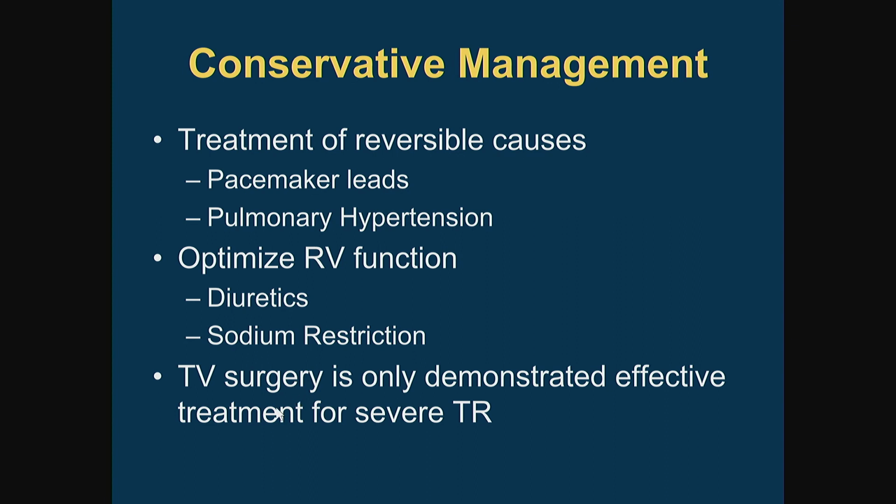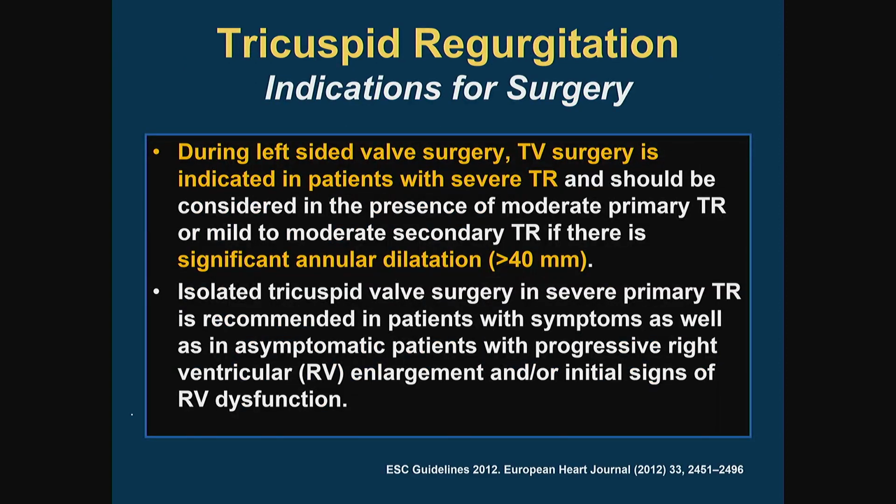with more advanced disease. Tricuspid valve surgery is really the only demonstrated effective therapy for severe TR, since medical therapy may modify symptoms but doesn't clearly modify the progression of right ventricular dysfunction, except perhaps in the case of pulmonary hypertension. So what are the indications for tricuspid valve surgery in the setting of tricuspid regurgitation?